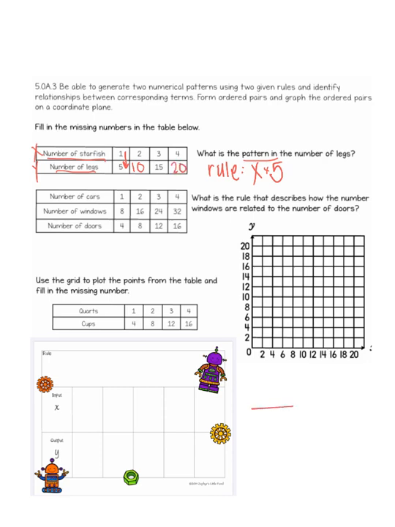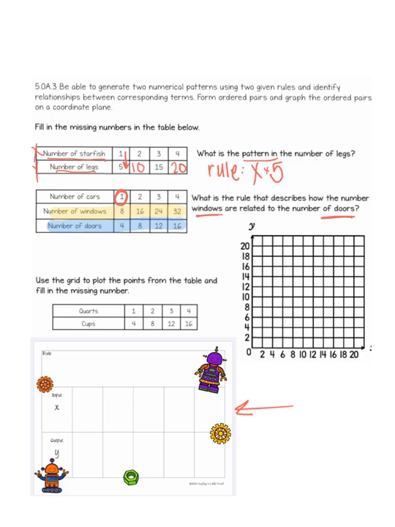If you look down here, this is a graphic organizer that you can use anytime you're dealing with patterns. I'm going to use one of the other examples for that. Let's look at the number of cars compared to the number of windows and the number of doors. We always look at what's called a unit rate. We call it a unit rate because for each individual car, you're going to have 8 windows and 4 doors. It says, what's the rule that describes how the number of windows relates to the number of doors? So I'm looking at just the number of windows compared to the number of doors.